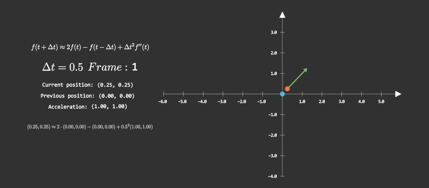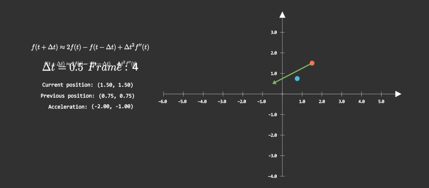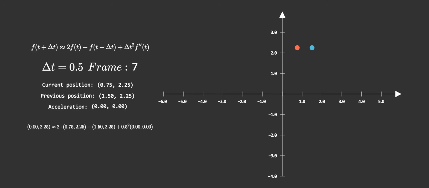To move the particle, we first need to change the previous position, and then update the current position to the new value. Let's run the algorithm for 2 more frames. After we change the acceleration, the particle will still behave as expected. Let's see what if there's no more acceleration. It seems that the particle will keep moving.